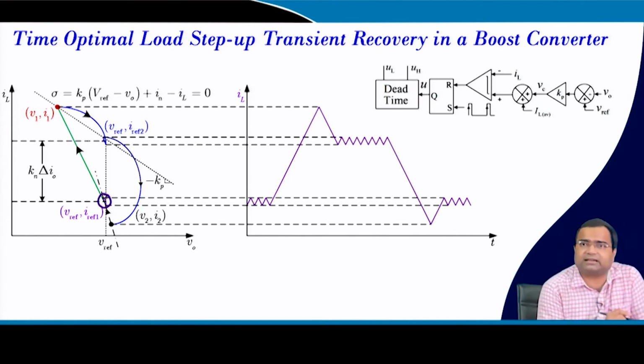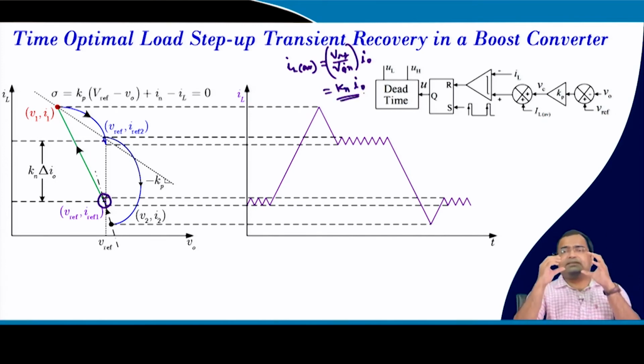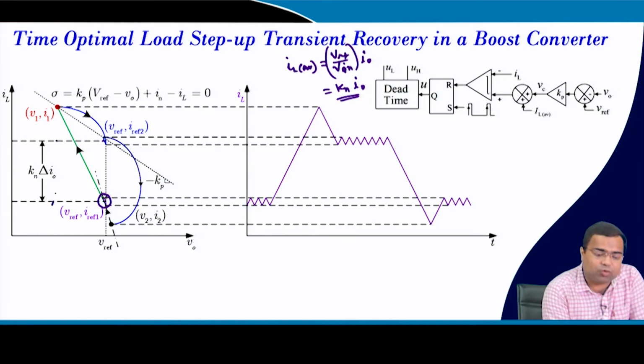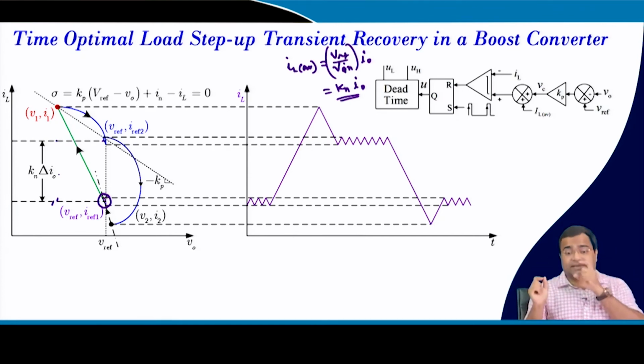Interestingly, the average inductor current in a boost converter is nothing but Vref by Vin into the load current. Here we call this a normalization factor into I0. So, any step change in the load current will appear with this normalization factor in the step change. That means the step change in the average inductor current will be Kn, the normalization term, into the load step size.